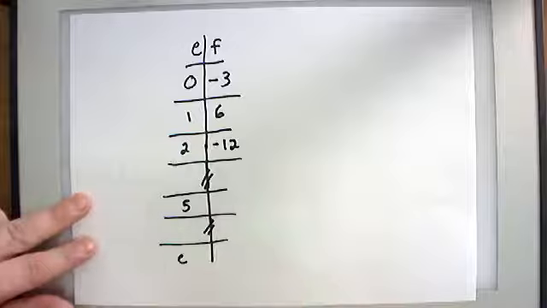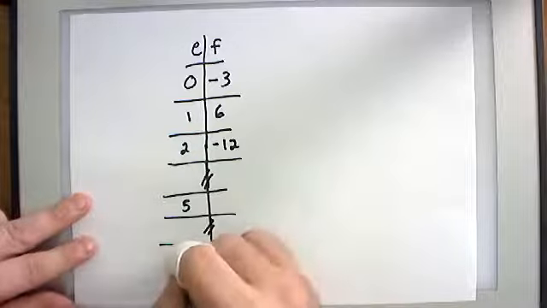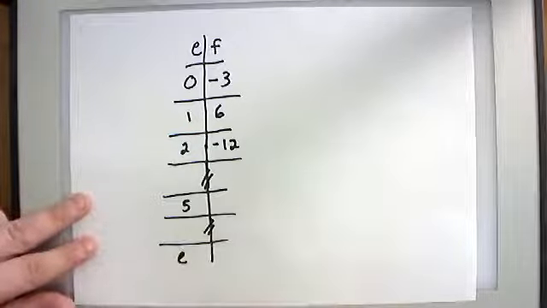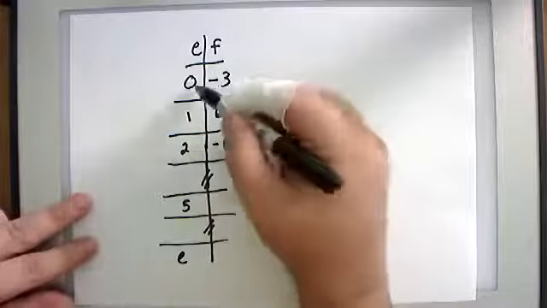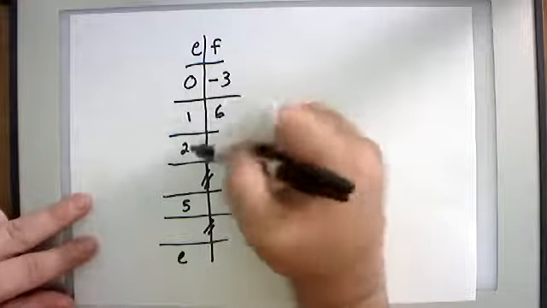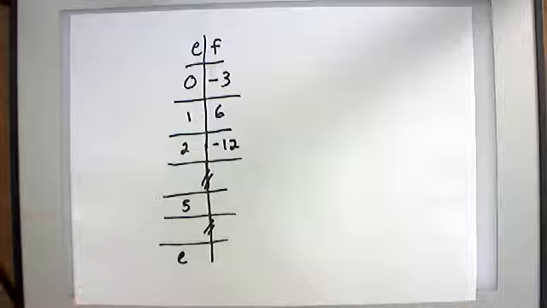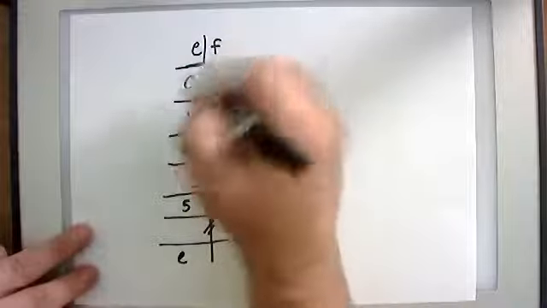All right, there we go. Let's say E there. All right, so here's another table. 0, -3, 1, 6, 2, -12. Right off the bat, you can go ahead and tell that this is geometric.